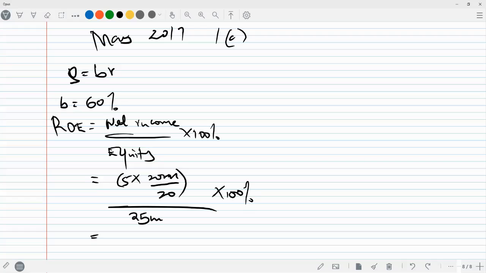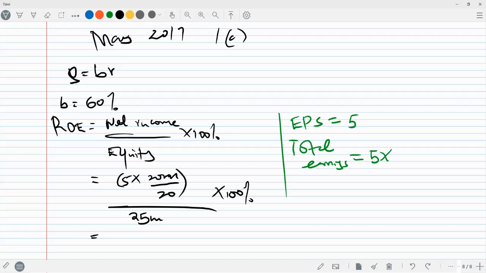Therefore, what's the term equity? Sir, I've not understood what you've done. Please, can you repeat, especially on net income? Okay. The company has an earnings per share of how much? 5. Okay, the earnings per share. Therefore, total earnings, which is the net income, will be equal to the earnings per share times the number of shares, isn't it?